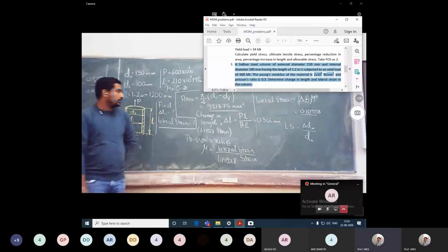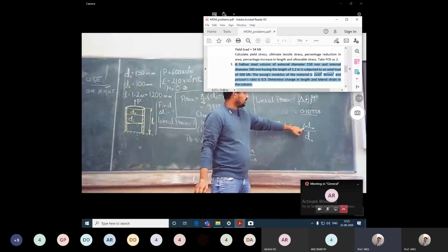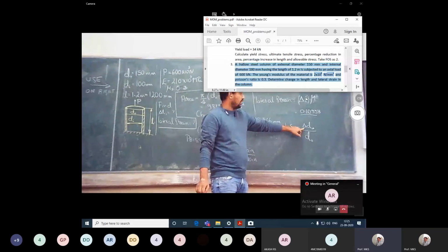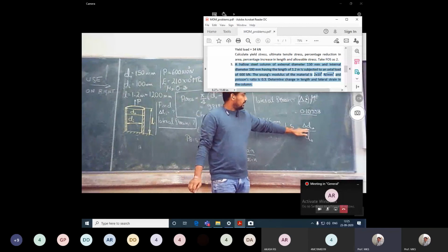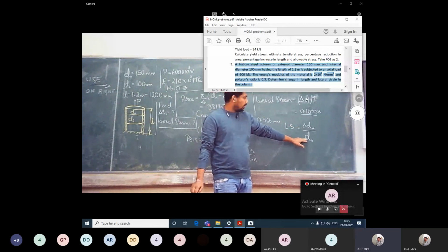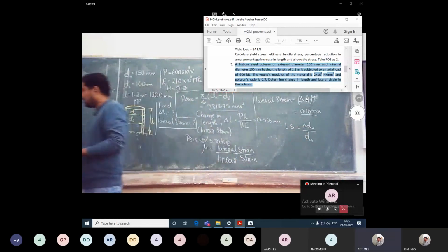So if at all it is asked to find out, as I told, the change in diameter or reduction in diameter, or the final diameter of the specimen, you can substitute lateral strain. Lateral strain is equal to change in diameter to original diameter. Only we'll consider outer diameter, so that can be found.